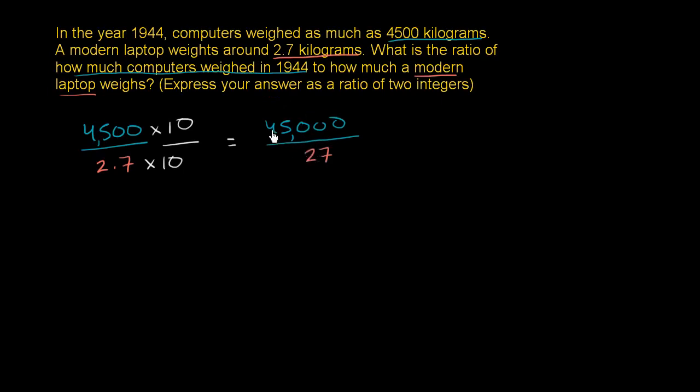Just looking at this, it looks like 45,000 is divisible by 45, which is divisible by 9, and 27 is also divisible by 9. So why don't we divide the numerator and the denominator both by 9. 45 divided by 9 is 5, so 45,000 divided by 9 is 5,000. So we're going to get 5,000 over 27 divided by 9 is 3. And I think we have now simplified this about as much as we can.